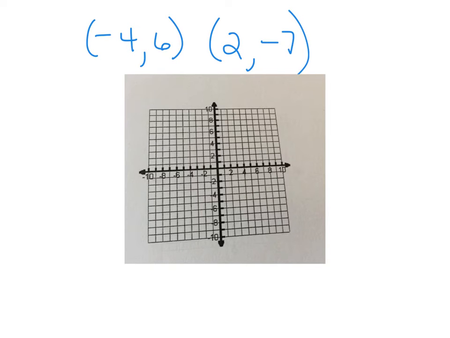Okay, so I have my coordinate plane here, and of course on your homework I will provide coordinate planes for you. So I need to plot the 2 points, so I'm going to plot them in red. For (-4, 6), I start at the origin, I go 4 left, and I go 6 up. So here's my first point, and my second point, (2, -7), I go 2 right and 7 down. So here's my other point. As you notice, they're diagonal, so we're going to have to use Pythagorean theorem.